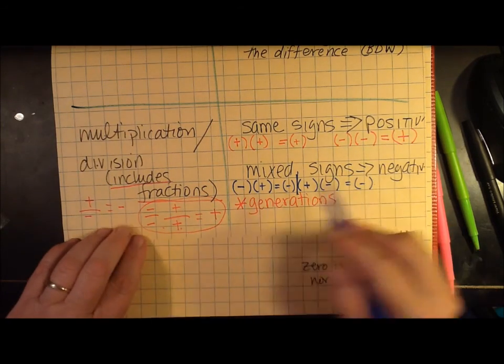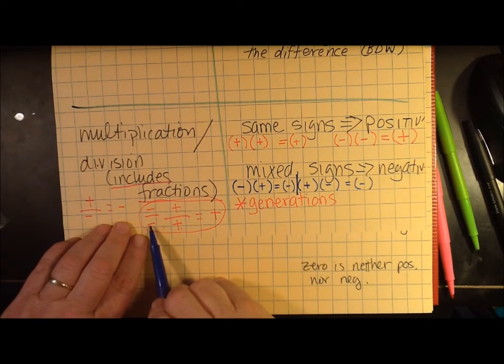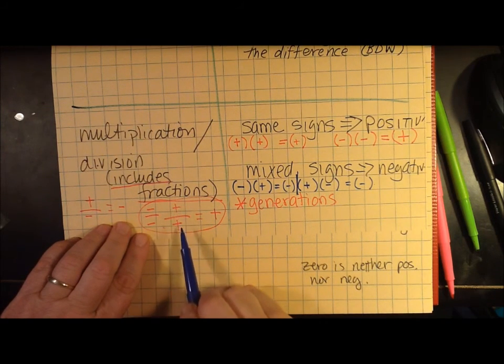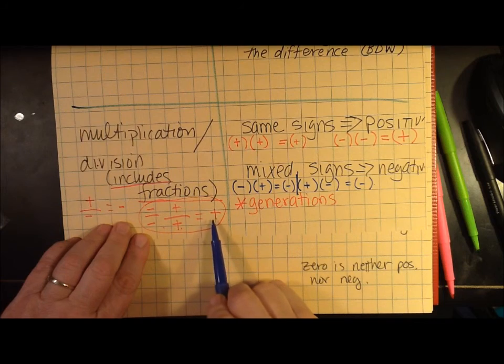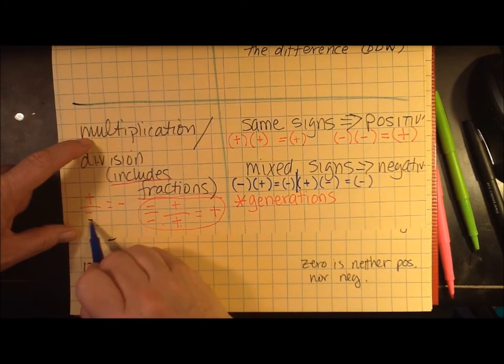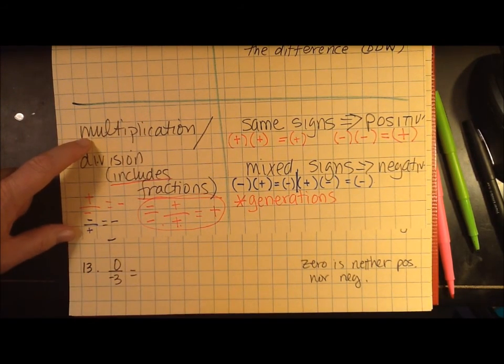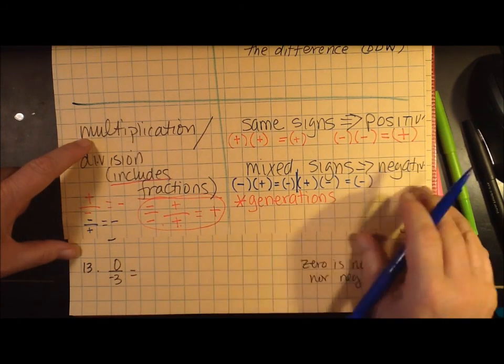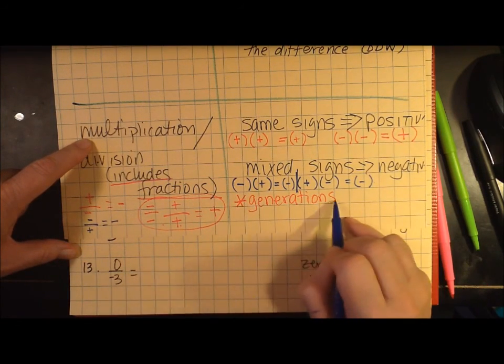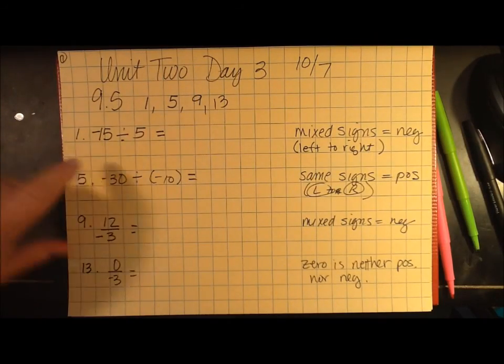The same thing goes for fractions. If you're dividing a negative number by a negative number or a positive number by a positive number, then the answer will always be positive. If you're dividing a positive by a negative or a negative by a positive, the answer will be negative. And again, we'll talk a little bit about the generalizations with each level within the problems. So let's take a look at the first one.